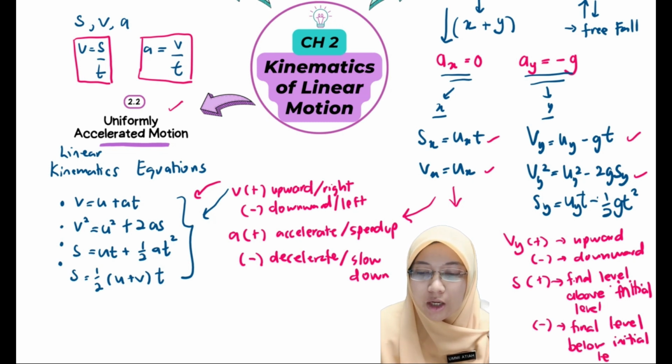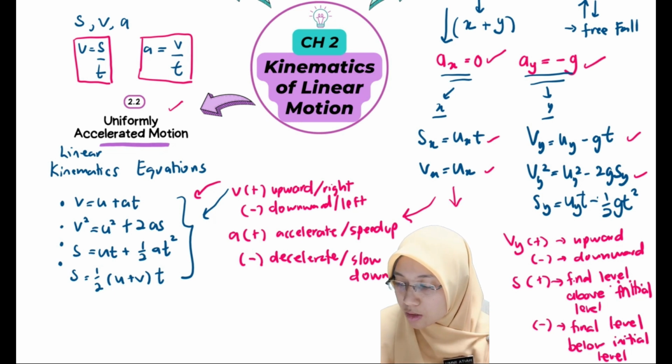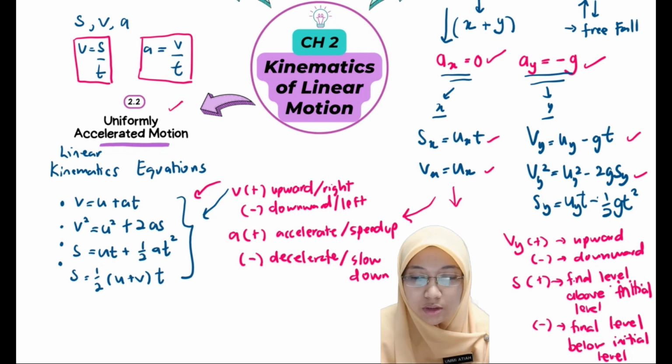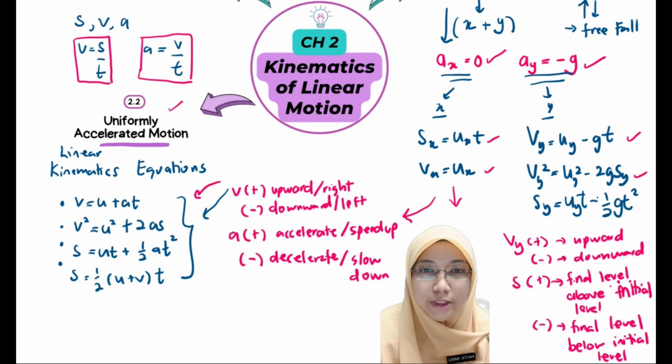And for acceleration, we already have the situation that for projectile motion, ax equals 0 and ay equals negative g. So I think that's all that we need to consider, the summary of chapter 2, kinematics of linear motion. Thank you.